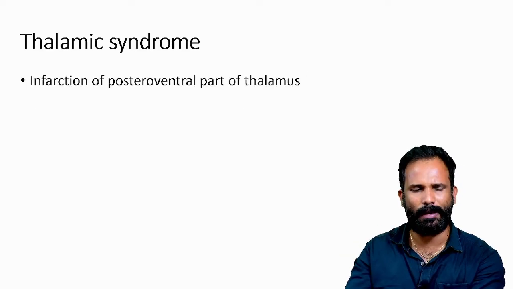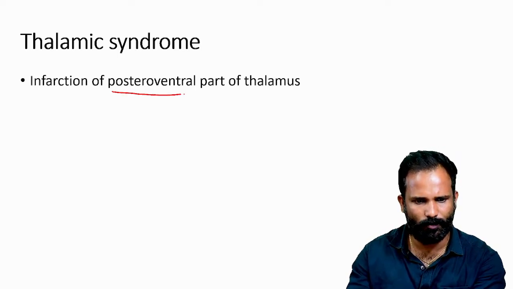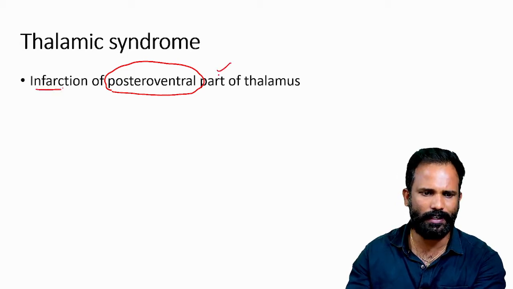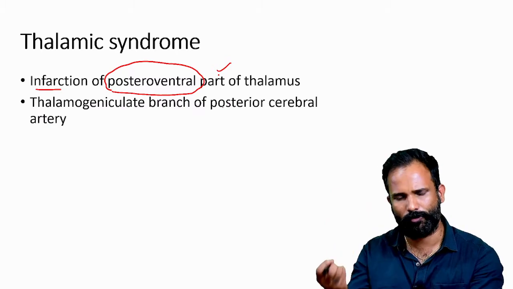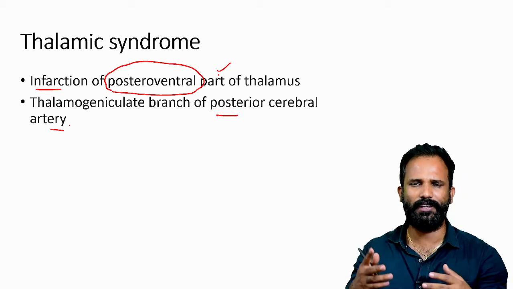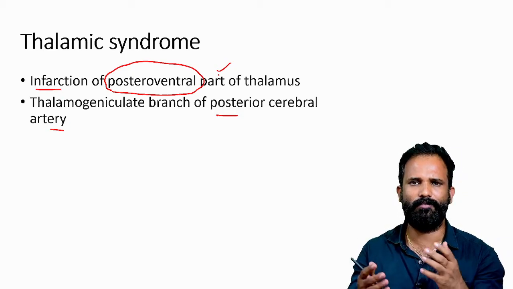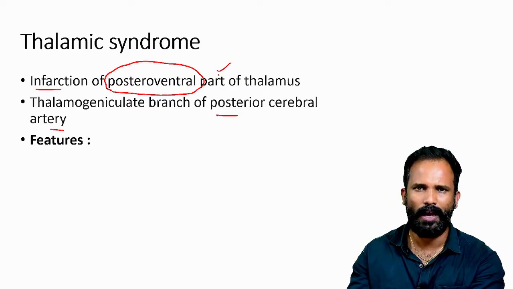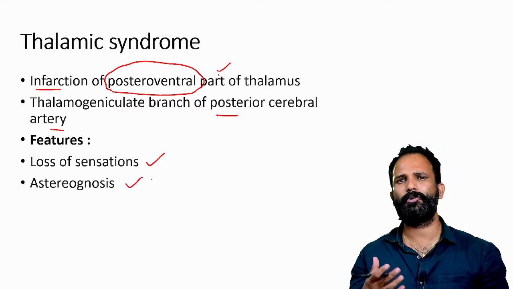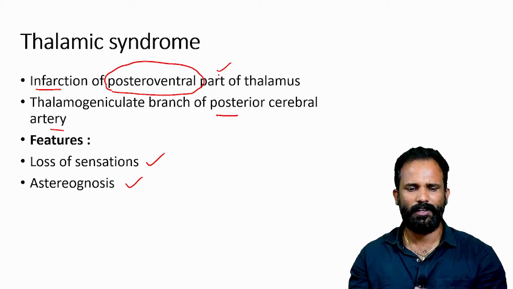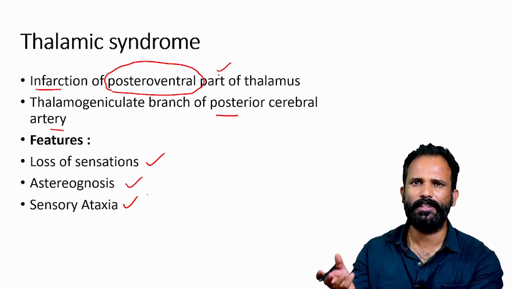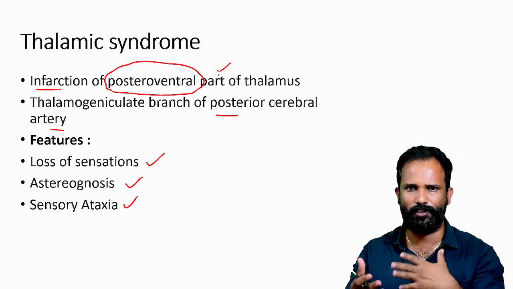And the defect in thalamus: let us think that the posteroventral nucleus, which is the sensory part, the specific nuclei, is lost or dead by loss of blood supply. Usually if the thalamogeniculate branch of posterior cerebral artery has any block, infarction of this posteroventral nucleus occurs. And what are the features? So all the senses will be lost. Astereognosis, unable to identify a known object with closed eyes, is lost. Sensory ataxia, there will be incoordination due to loss of sensory information.